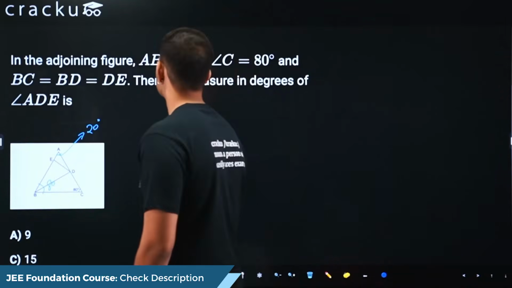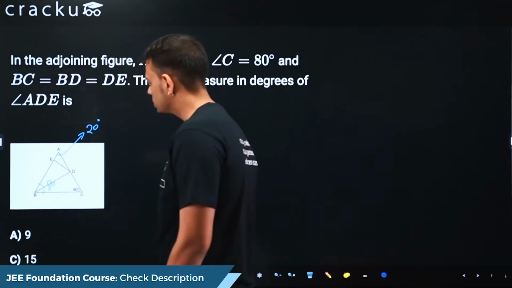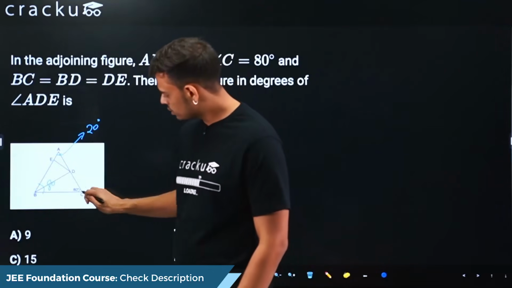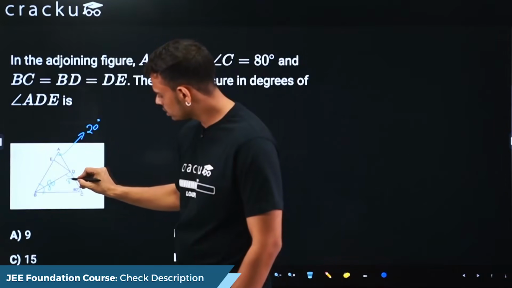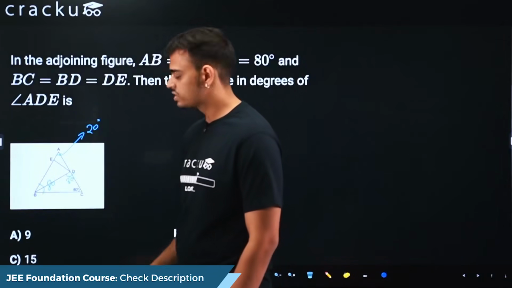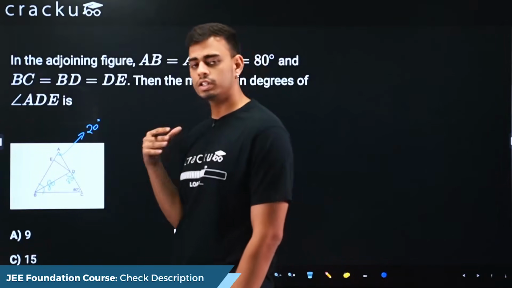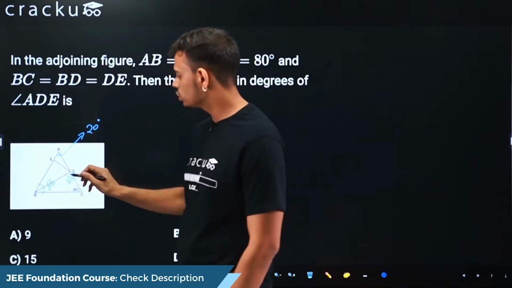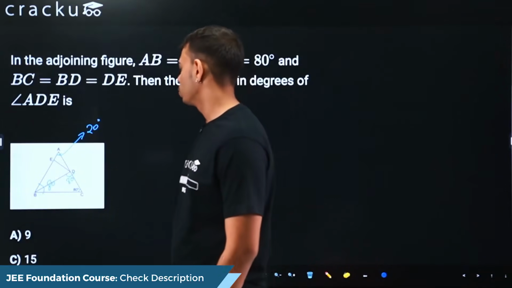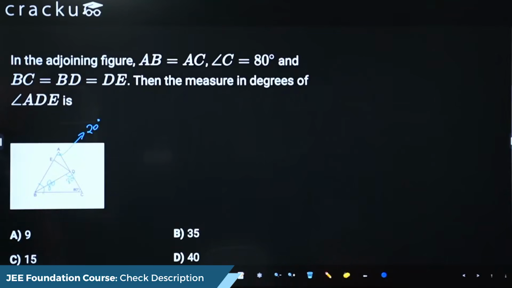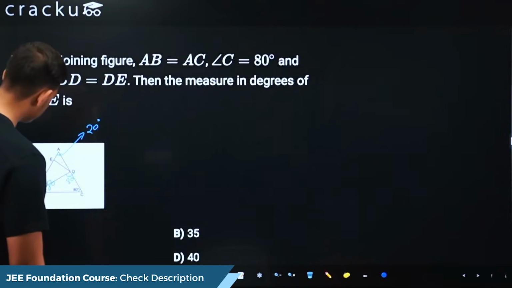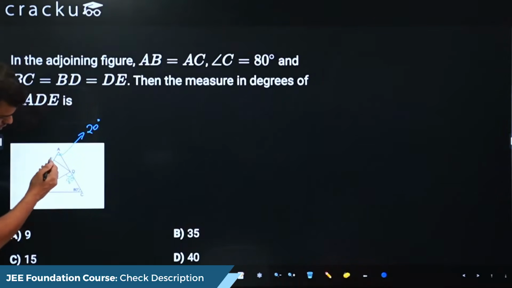What else? BC equals BD, which means this will also be 80 degrees. If sides are equal, then the angles opposite to them are also equal. This is also 80 degrees. What else is given? BD equals DE. So these angles will be equal.